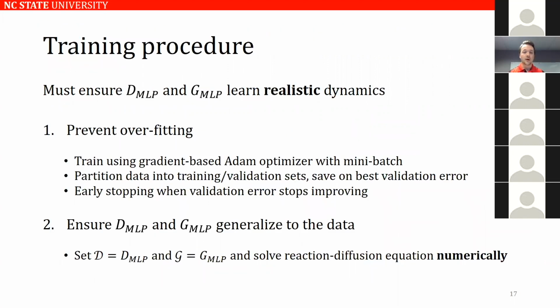So ultimately, we want D and G to learn realistic dynamics. There are two key steps here to make that happen. First, just from standard protocol in training neural networks, we want to prevent overfitting.